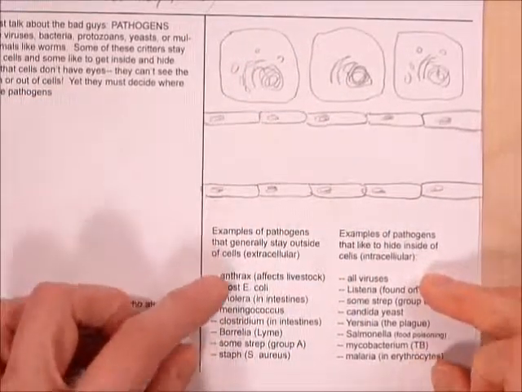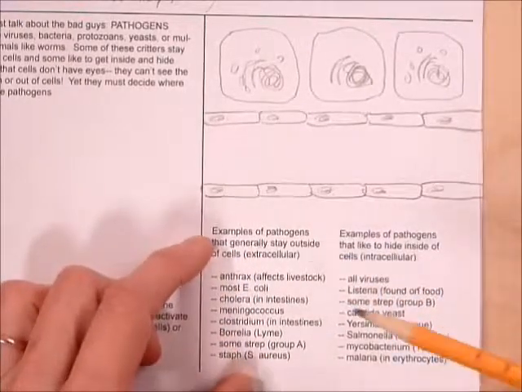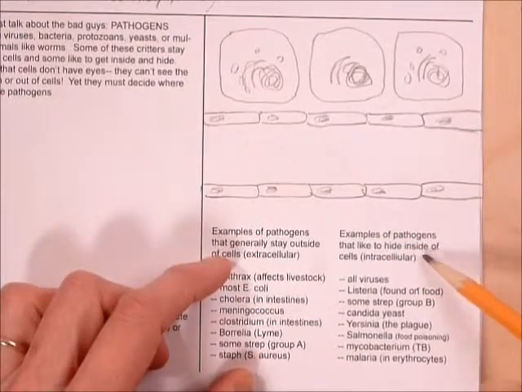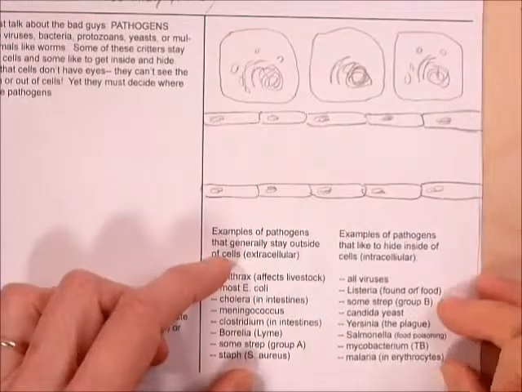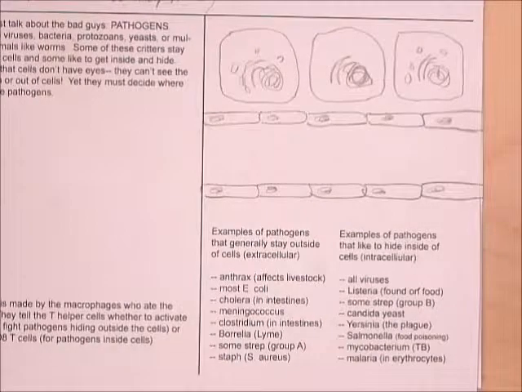Okay, so I have a list down here. Pathogens that generally stay outside the cell are called extracellular, and the pathogens that like to hide inside are called intracellular. And I have a short list. I just kind of compiled this from the internet, and you don't have to memorize it or anything, but I just think it's kind of interesting. I'm like, ooh, what goes inside cells? I don't know, I think it's interesting. I'll show you pictures of just a few of them.